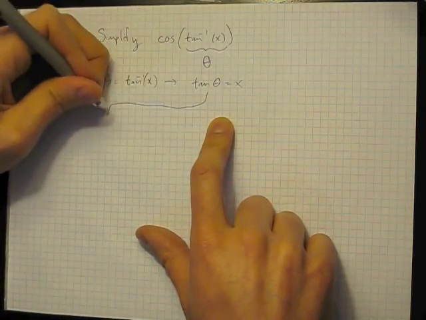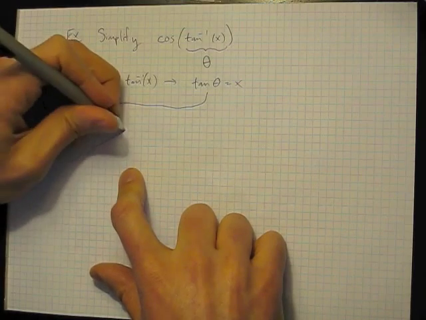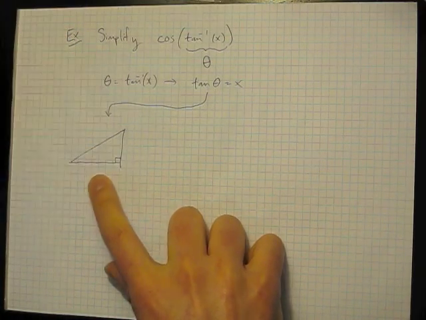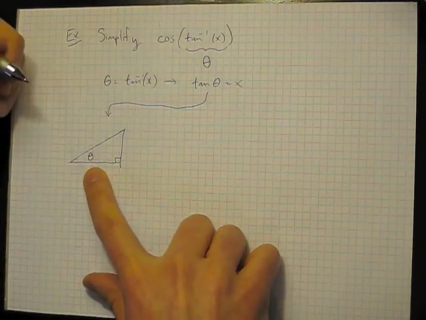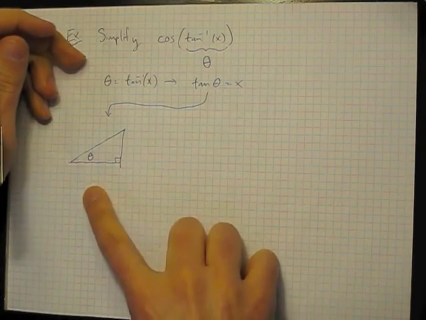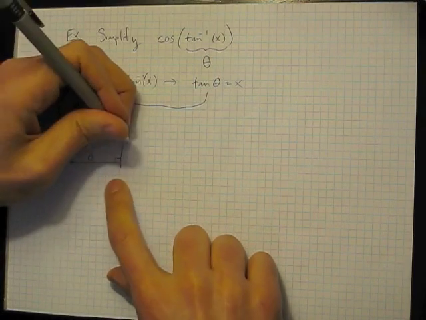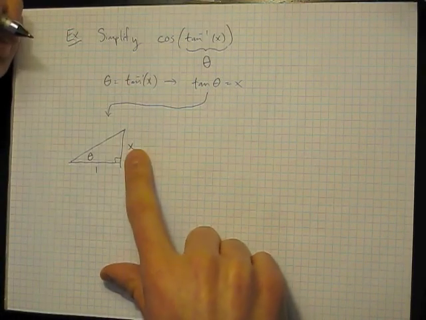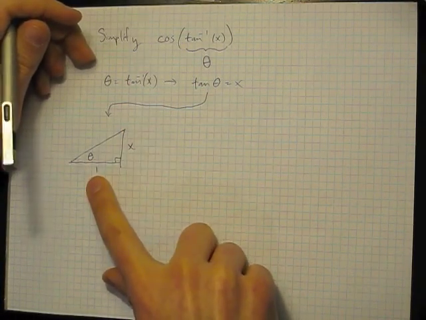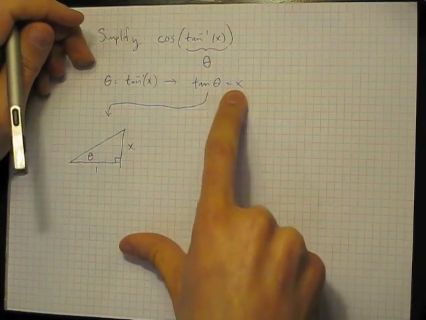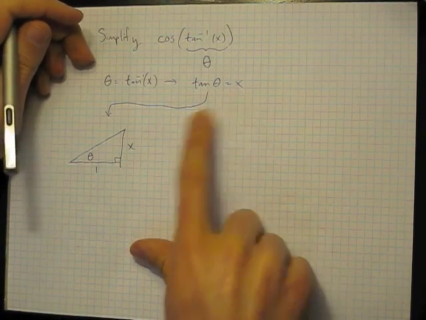And now I want to take this and draw a right-angled triangle that has an angle theta here, and I want the tangent of that angle to be x. Well, the tangent is the opposite over the adjacent, and so I'm just going to label these x and 1, because x over 1 is the tangent of that, and that's the relationship we have written here.